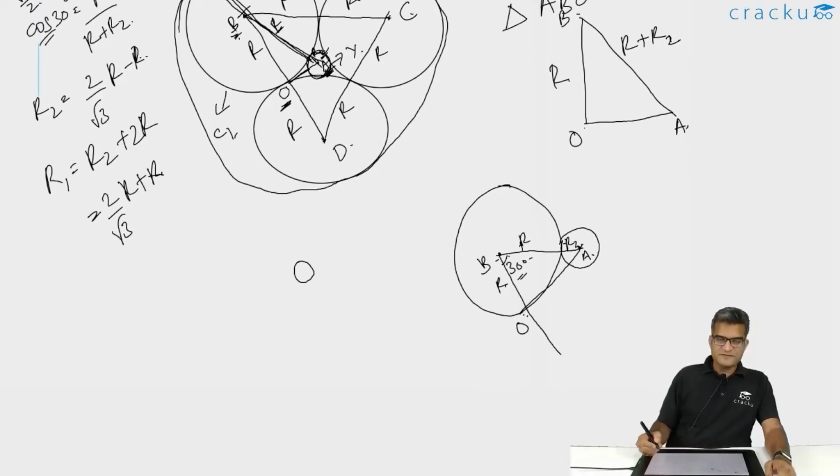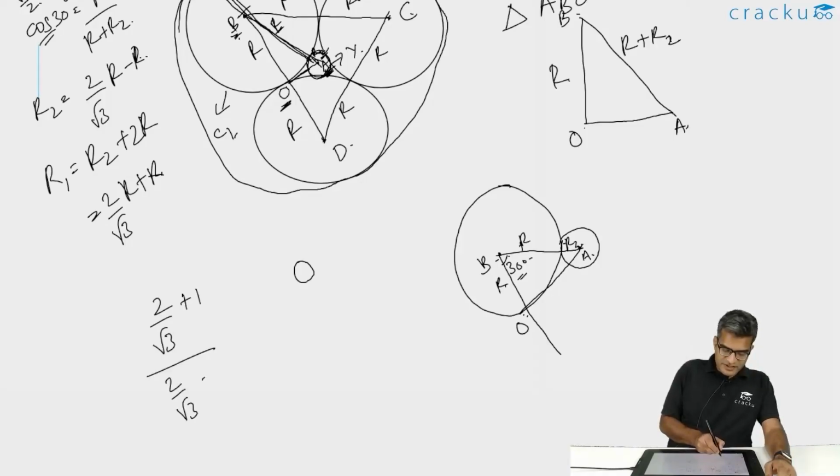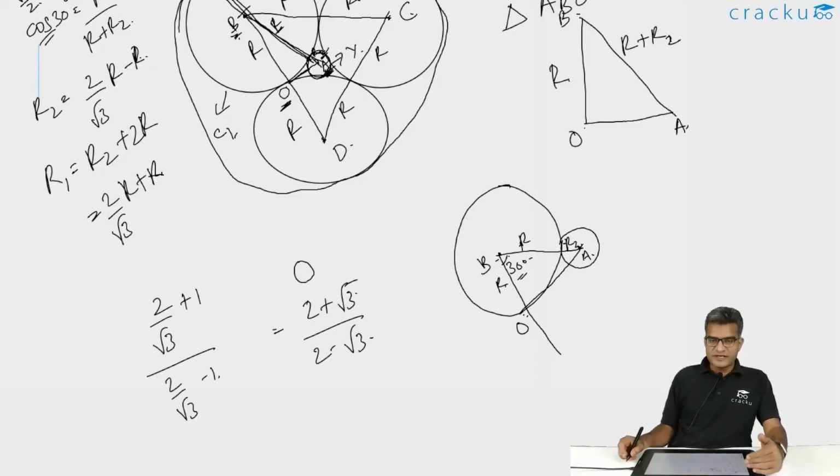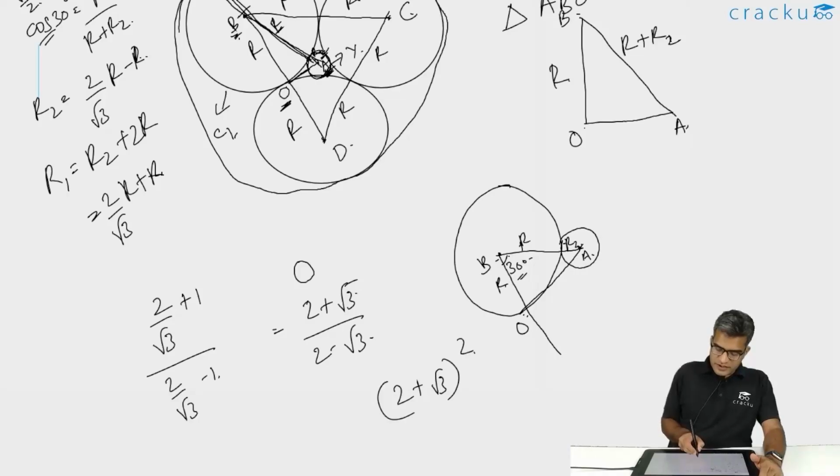So the ratio of the radii R1 by R2 is (2 by root 3 plus 1) divided by (2 by root 3 minus 1), which is equal to (2 plus root 3) divided by (2 minus root 3). You can multiply the numerator and denominator with 2 plus root 3. So this will be 2 plus root 3 whole square.